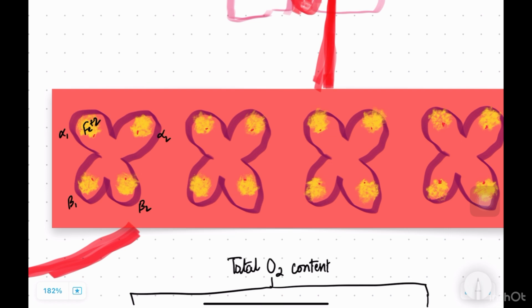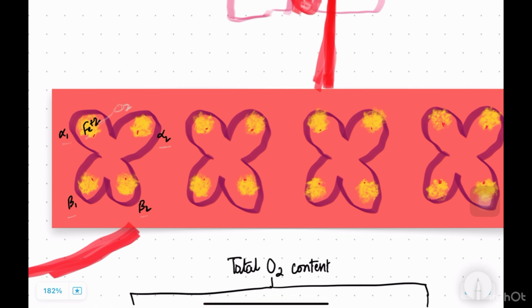Now, you remember that hemoglobin consists of 4 globin chains, alpha 1, alpha 2, beta 1, beta 2, and each of these chains contains a ferrous ion. I want you to assume that the little yellow smudge is a ferrous ion, and each of these ferrous ions will bind to an oxygen. This is the normal hemoglobin structure.